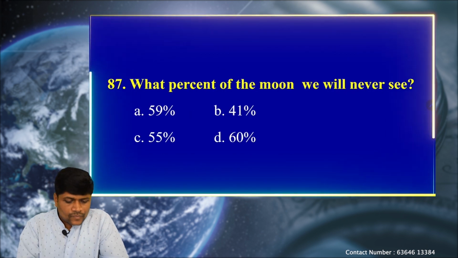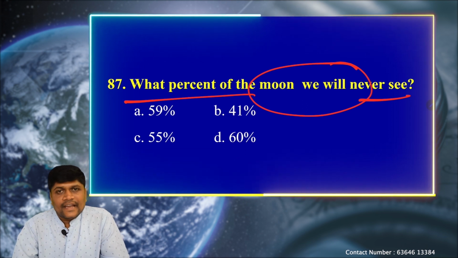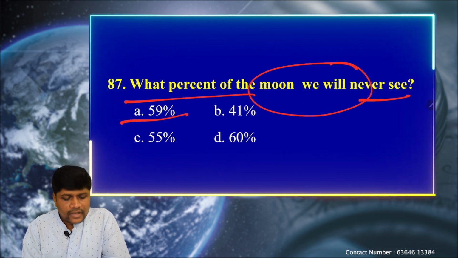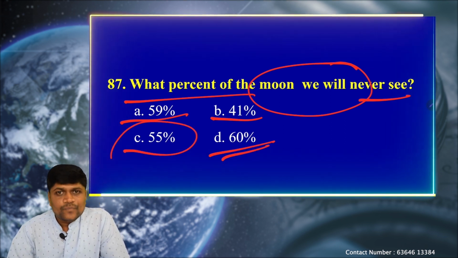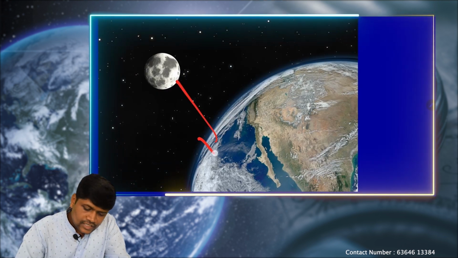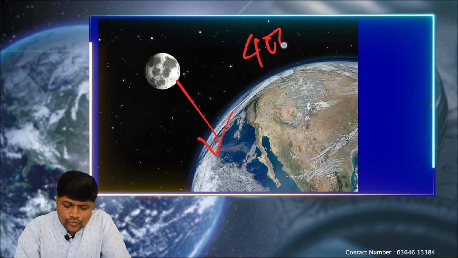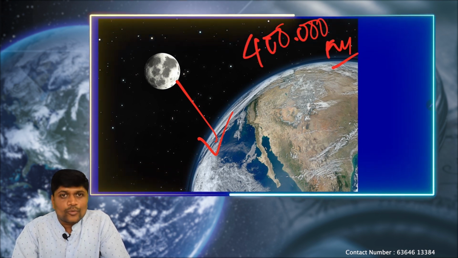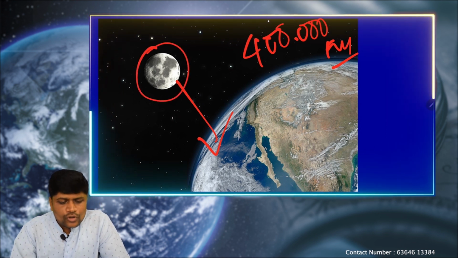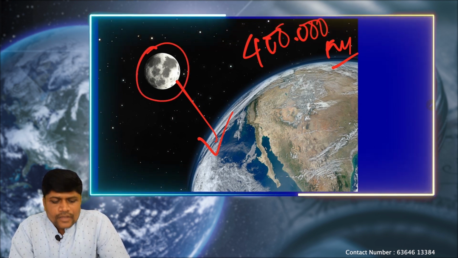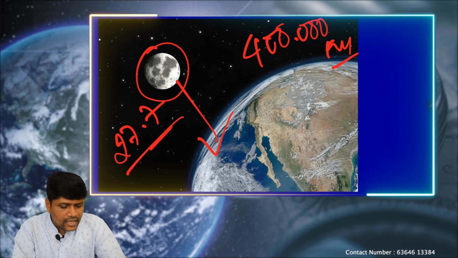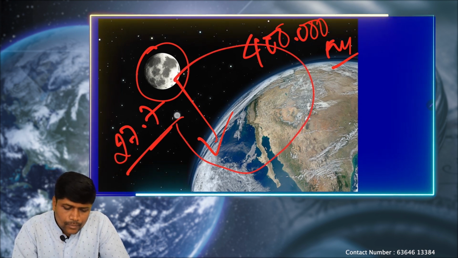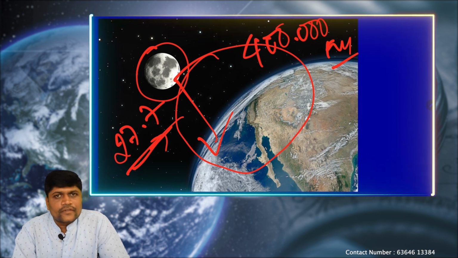Okay. Next question, what percent of the moon will we never see? Okay, so we have options A 59%, B 41%, C 55% and D 60%. Let's see. Again we know that the distance between the earth and moon is almost 4 lakh kilometers. Again we know that the rotation and revolution periods of the moon are equal, 27.7 days. That means for one rotation on its own axis it will take 27.7 days, and for one complete revolution around the earth it will also take 27.7 days.